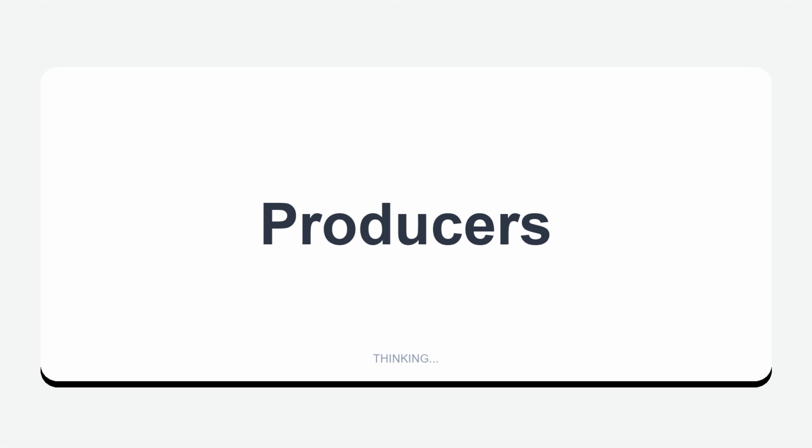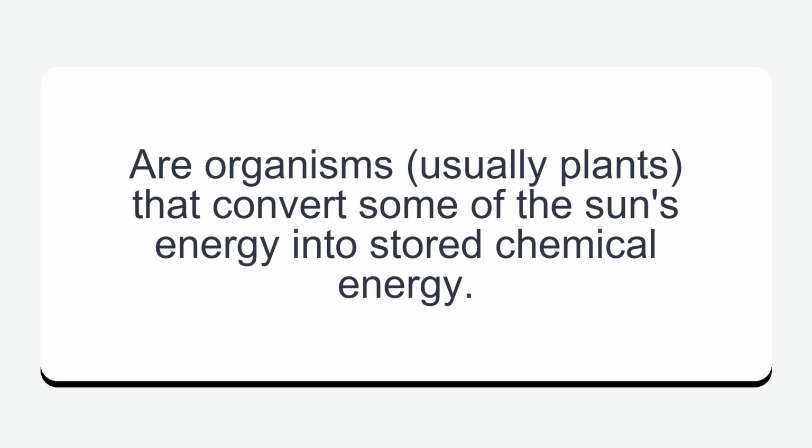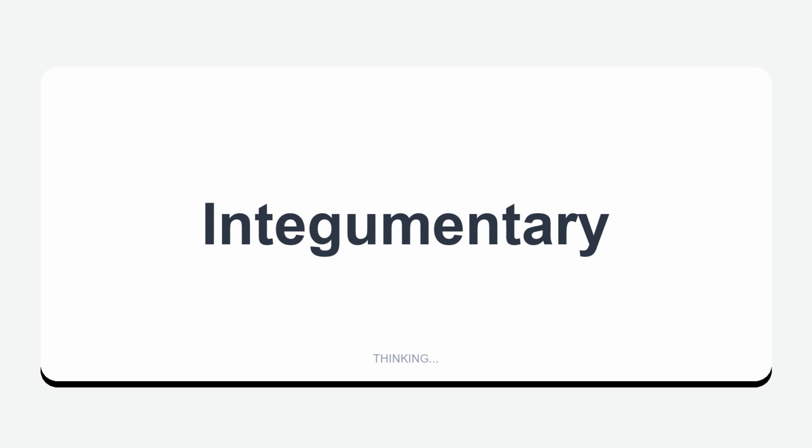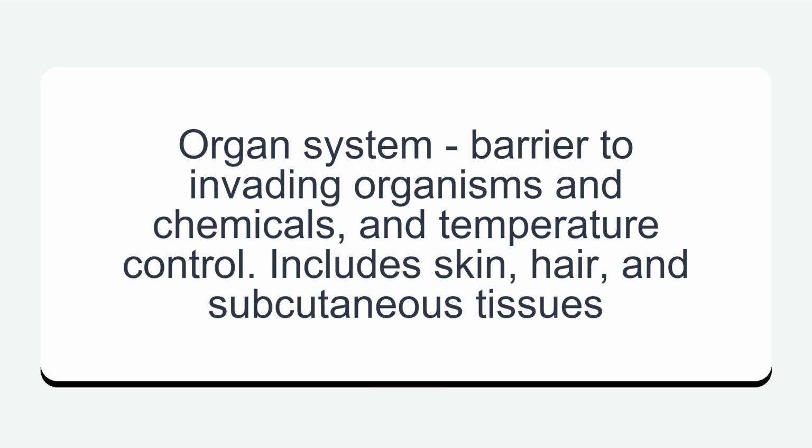Producers. Organisms, usually plants, that convert some of the sun's energy into stored chemical energy. Integumentary. Organ system, barrier to invading organisms and chemicals, and temperature control. Includes skin, hair, and subcutaneous tissues.